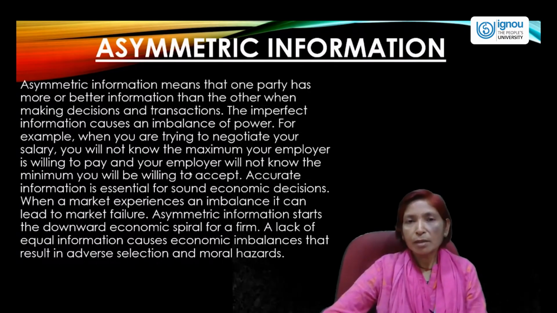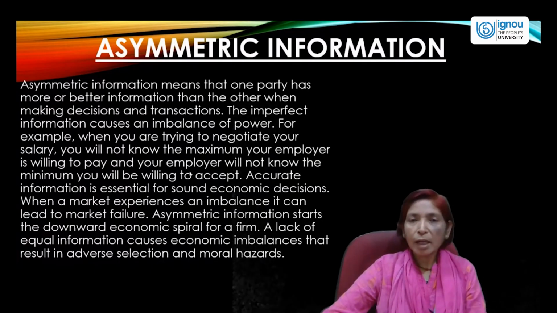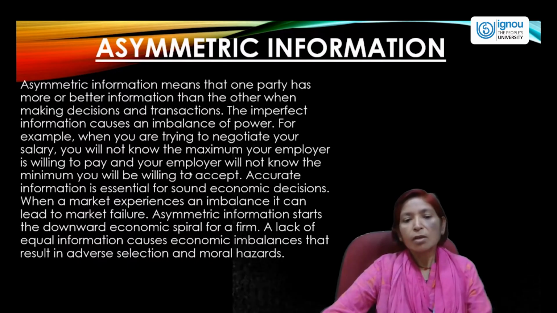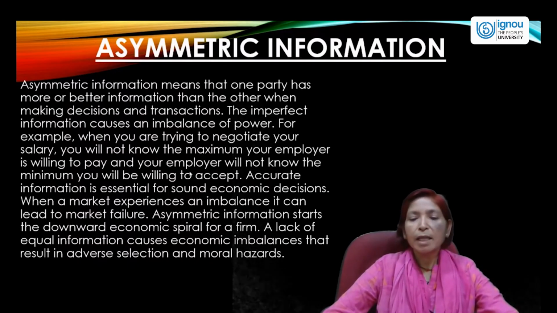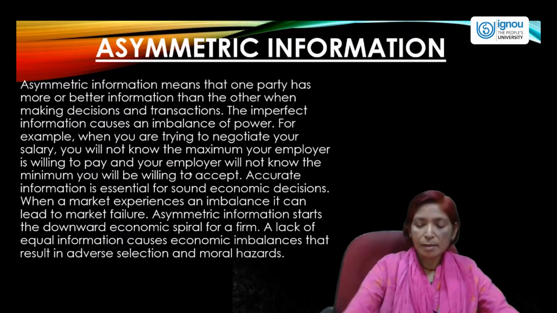Accurate information is essential for sound economic decisions. When a market experiences an imbalance, it can lead to market failure. So, asymmetric information starts the downward economic spiral for a firm. A lack of equal information causes economic imbalances that result in adverse selection and moral hazards.